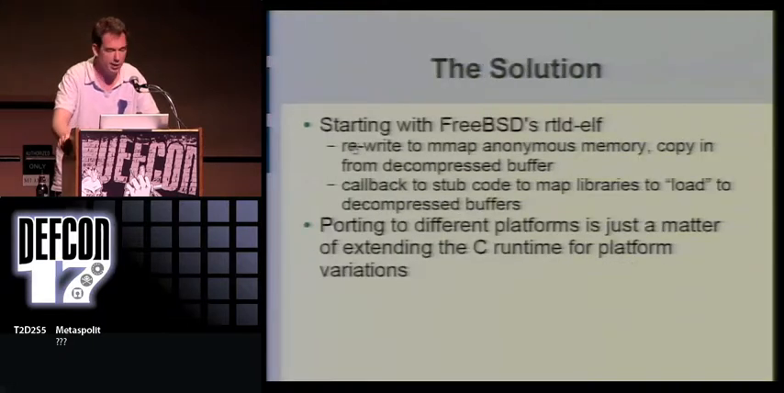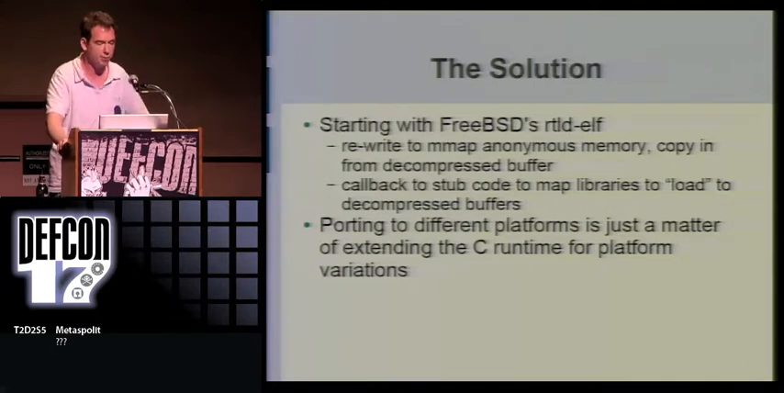So anyway, I decided to go with an off-the-shelf solution, so to speak. I took FreeBSD's ELF runtime loader and rewrote it to mmap anonymous memory, copy in the libraries from the decompressed buffer, and then call back various stub code to map libraries to load. So now the nice thing about this approach is porting to different platforms is just a matter of extending the C runtime for platform variation.